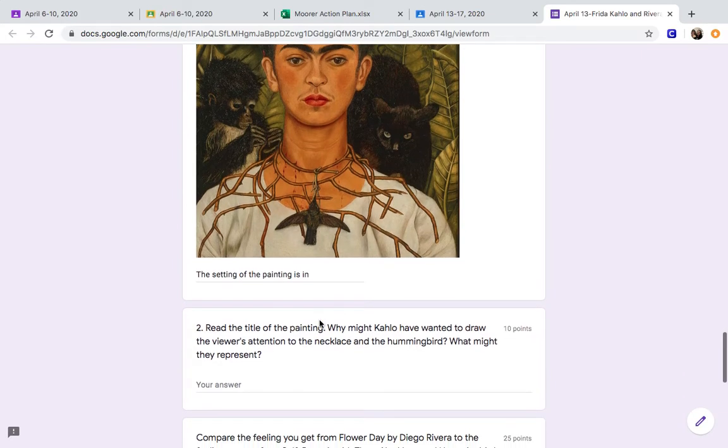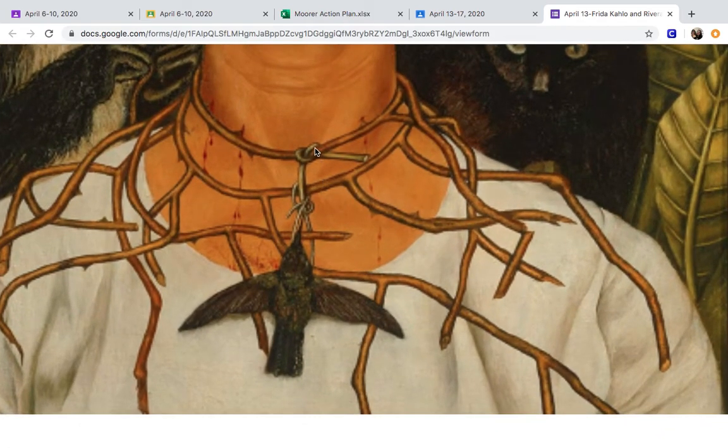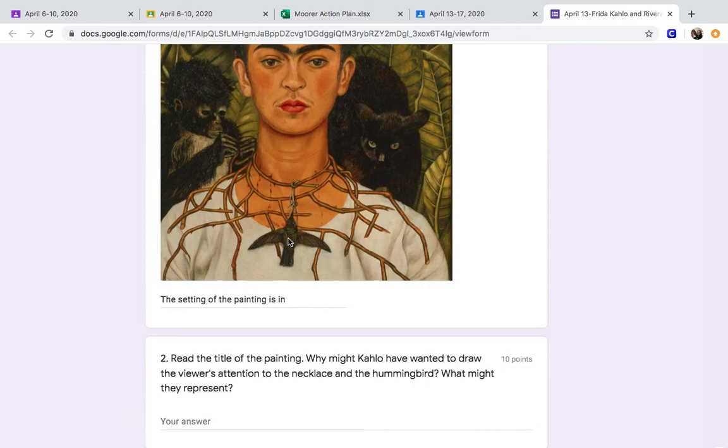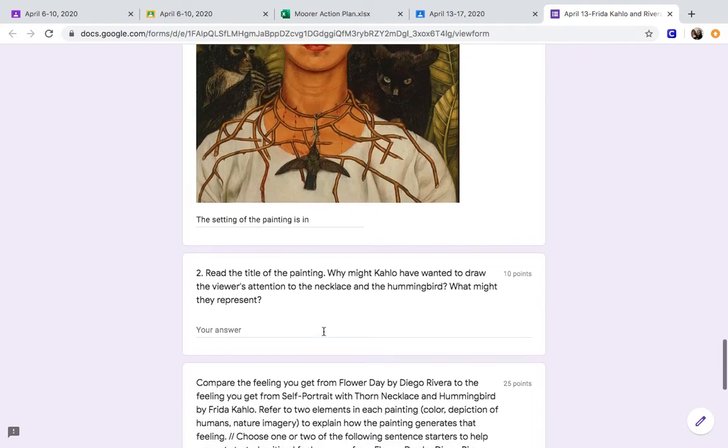But then I noticed this hummingbird. And if I get really close to this hummingbird, I can see that there's a knot here, and that the hummingbird is kind of trying to undo the knot. So what might she be telling us about the hummingbird or about nature? What does it have the ability to do for people? If the hummingbird is undoing this thorn necklace, what might nature be able to do, or how might it be able to help people?